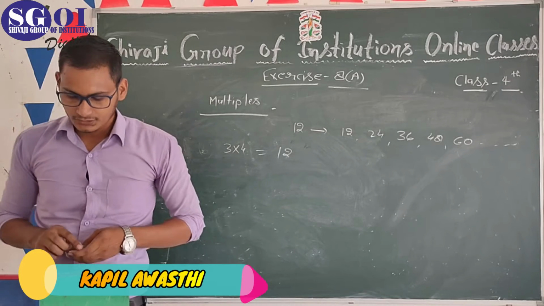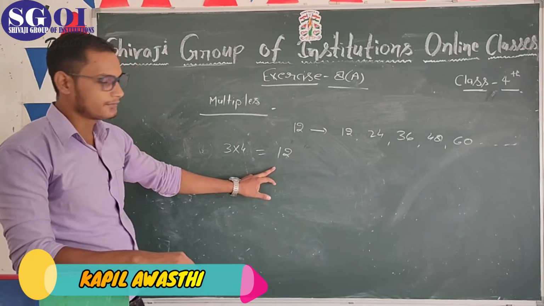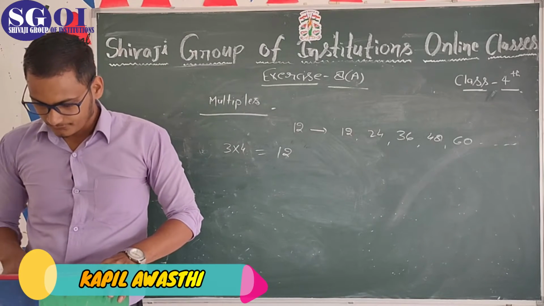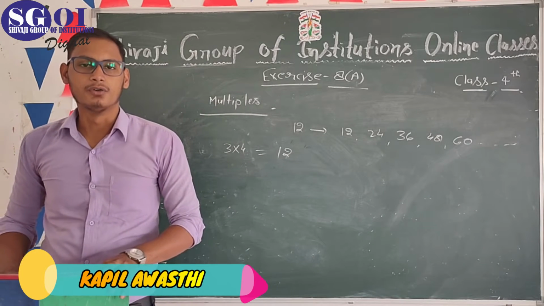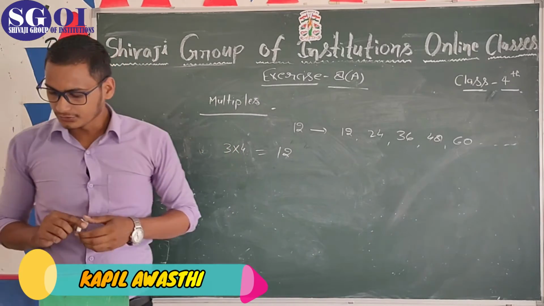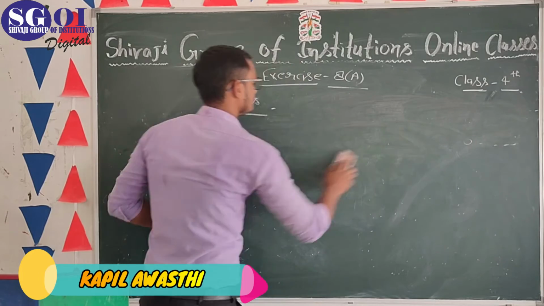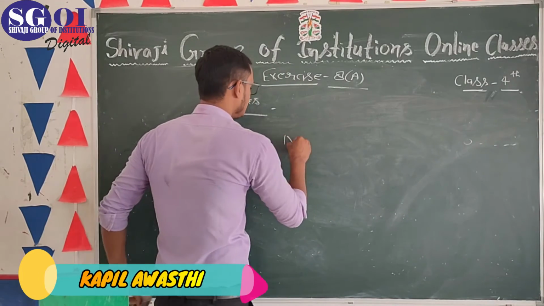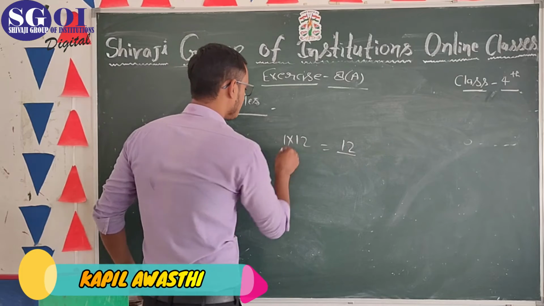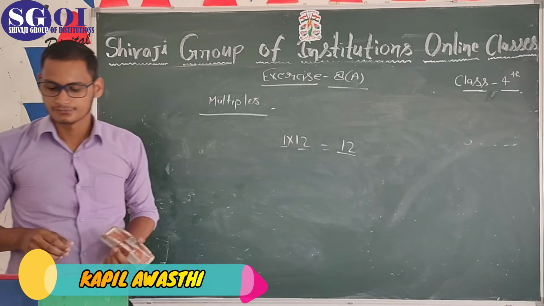So here 12 is a multiple of 3 and 4. 12 is a multiple of 4 and 12 is also a multiple of 3. Understood? Here 1 multiplied by 12 is equal to 12. So 12 is a multiple of 1 and 12 is a multiple of 12 also. Okay.